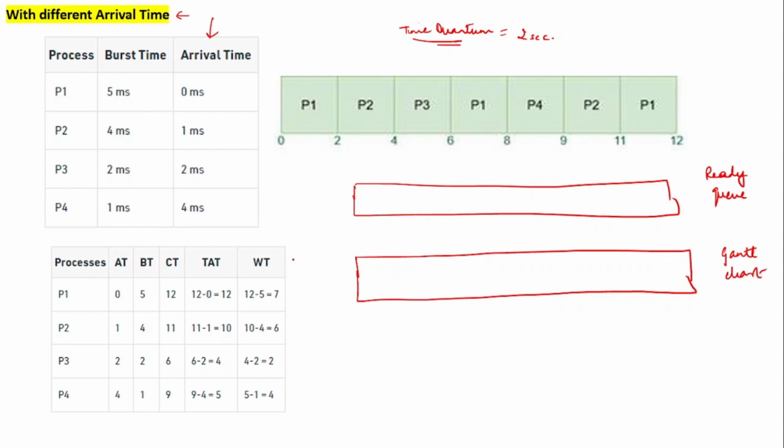Okay, so what will happen is, first let me have the P1 process. Let's start with P1. At 0 milliseconds only the P1 process is there. If I start drawing the ready queue, at 0 milliseconds only P1 is there in the ready queue, which is ready for execution. So I have the P1 process with me in the ready queue.